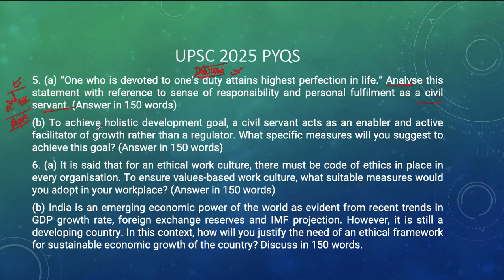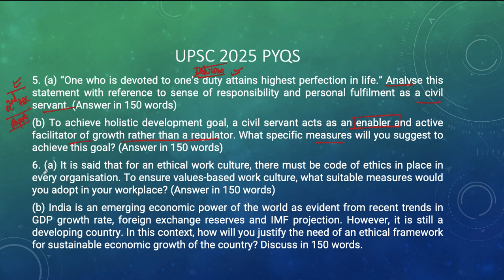Next question: to achieve holistic development of your goal, a civil servant acts as an enabler and active facilitator of growth rather than a regulator. What specific measures will you suggest to achieve this goal? So this particular question pertains to the civil servant acting as an enabler. So citizen-centric governance you should necessarily quote as a prominent theme in the question, and you should try to suggest various measures to achieve this. And you should quote the government's various missions, Mission Karmayogi, and the recommendations of those committees also in your answers to fetch maximum marks.